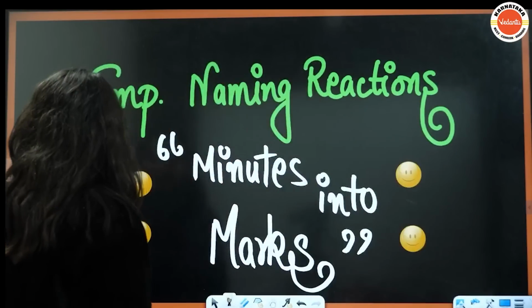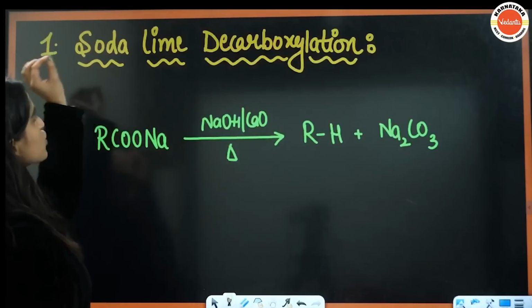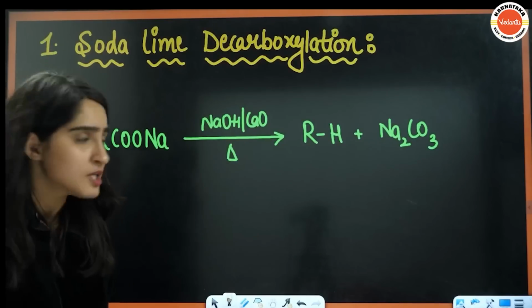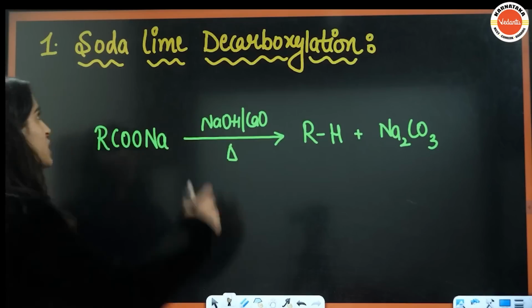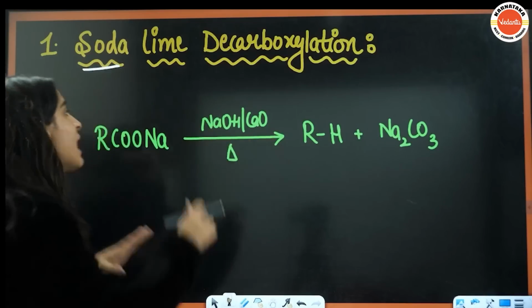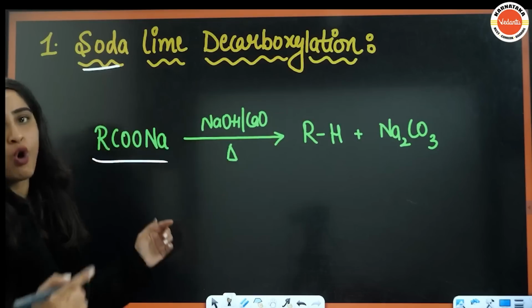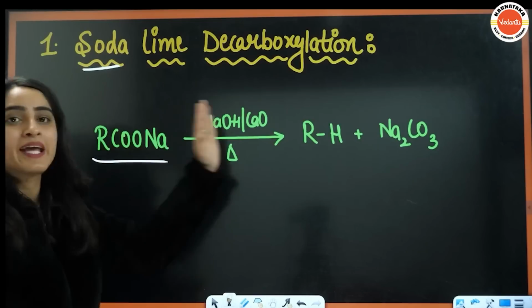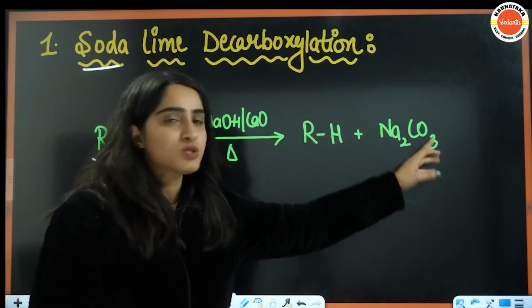Let us start with the first reaction, that is soda lime decarboxylation. Why soda lime? Because here we have used caustic soda and quicklime. And we have used the sodium salt of a carboxylic acid here, which will get converted into an alkane and Na2CO3.